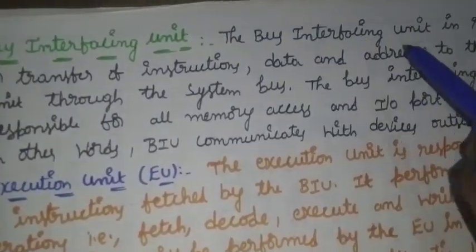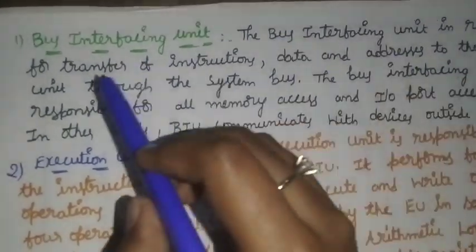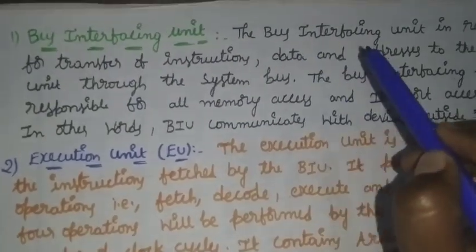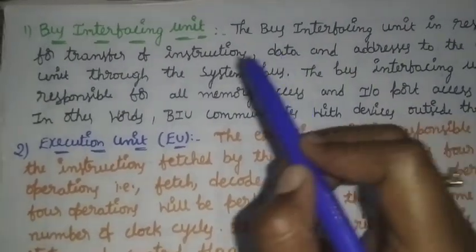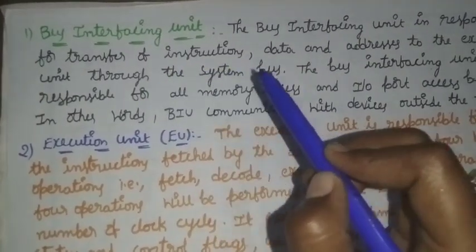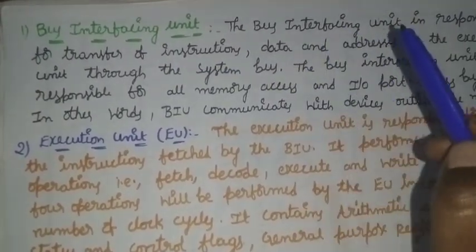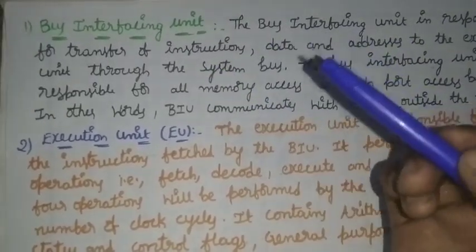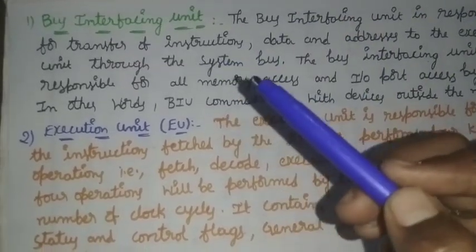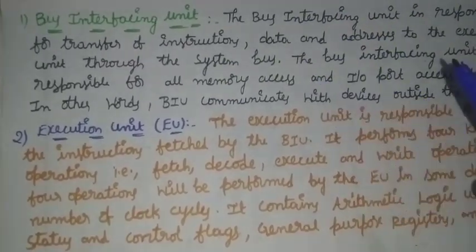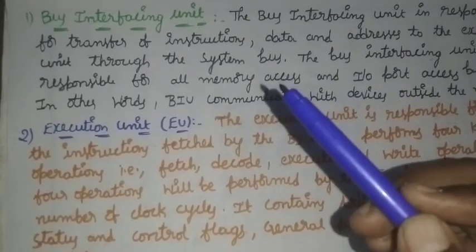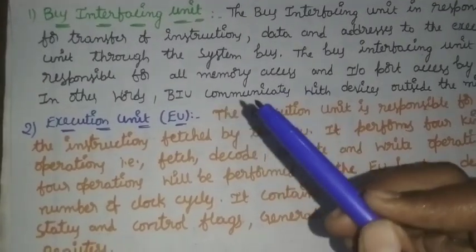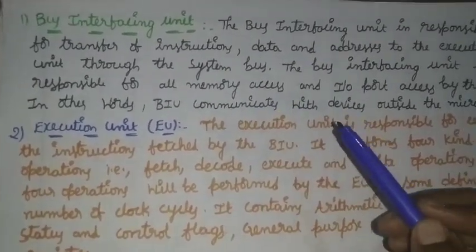The bus interfacing unit in the 8086 microprocessor is used for transfer of instructions, data and address to the execution unit through the system bus. The bus interfacing unit is responsible for all memory access and input output access. In other words, the BIU communicates with devices outside the microprocessor.